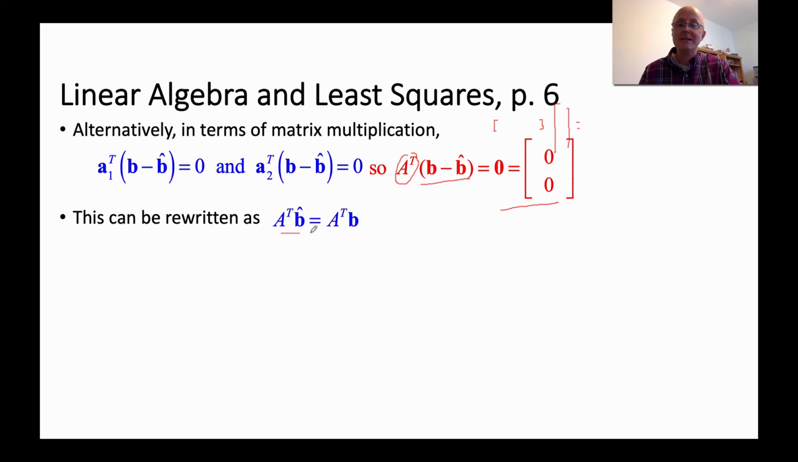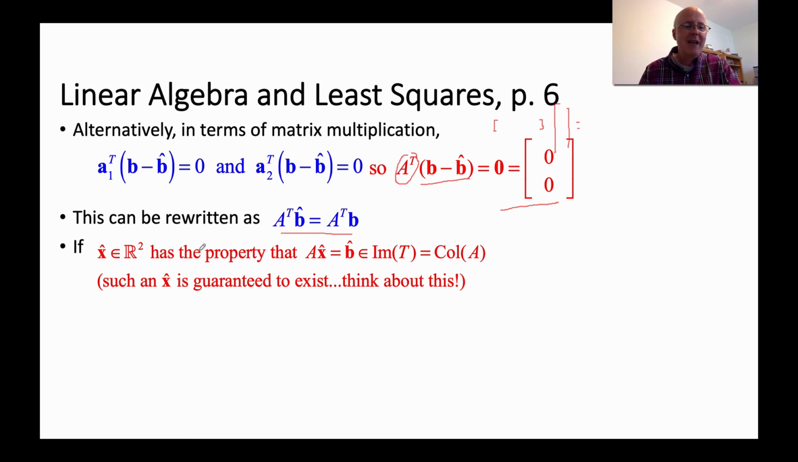this equation. This is starting to look really close to the normal equations, where again A is playing the role of capital X, and B hat is playing the role of B, and B itself is playing the role of Y.